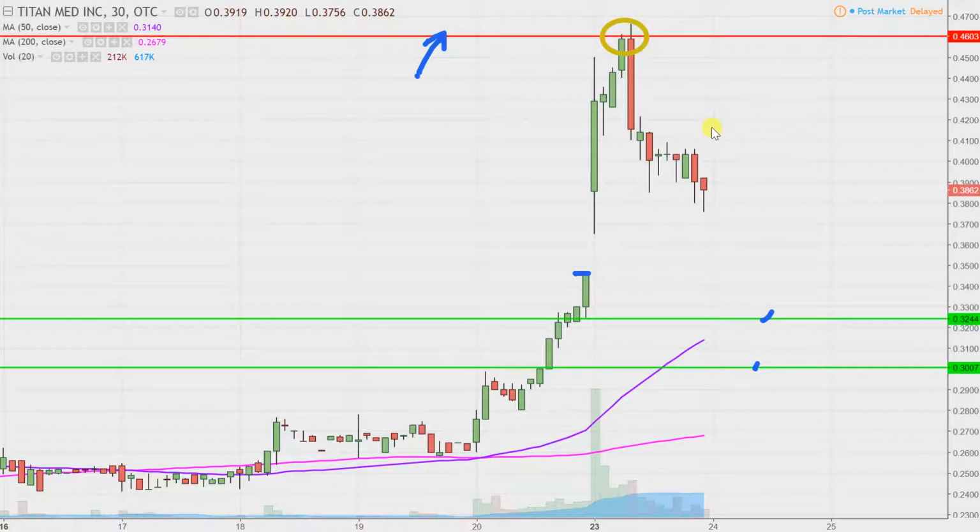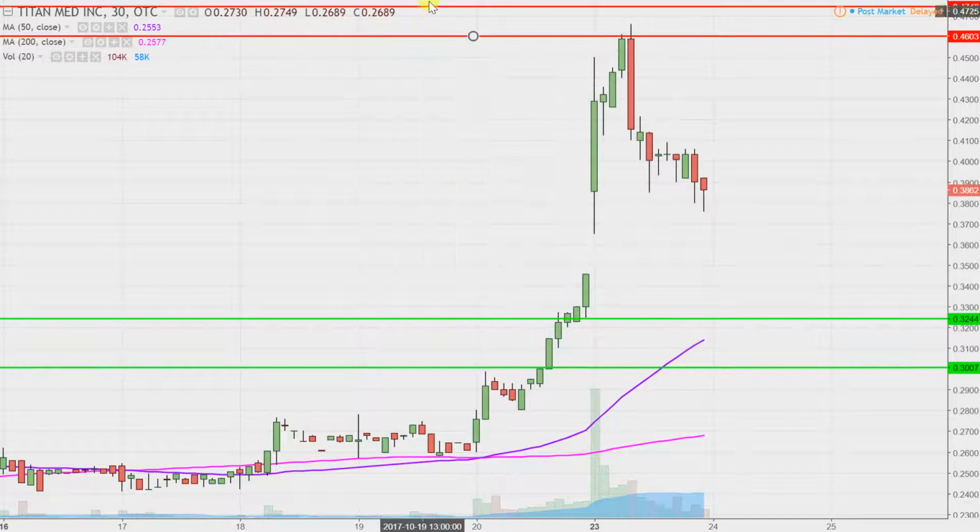And I don't want to come across like I have some sort of secret system or anything like that. No, this is stuff that anybody can learn how to do. You just have to put in the time and effort to do it. So on that note, going forward, 46 cents is that next key overall area of resistance.